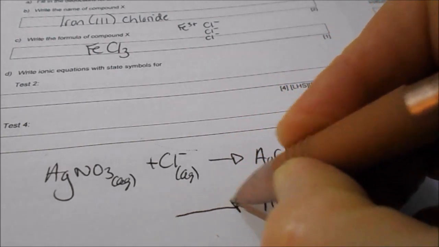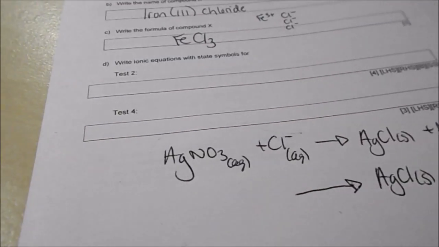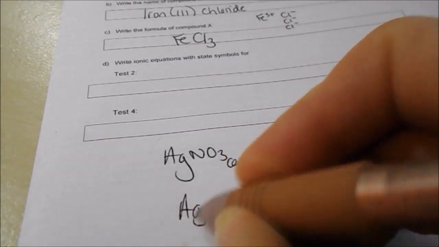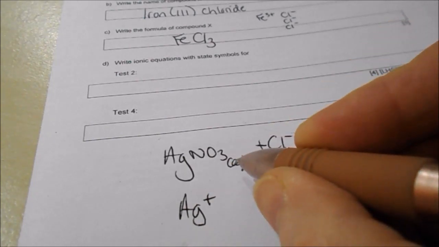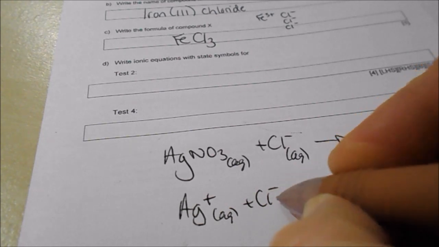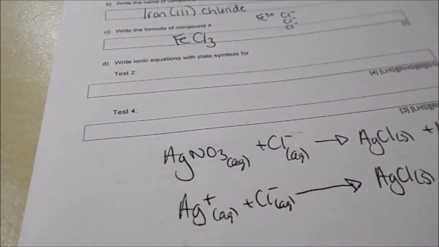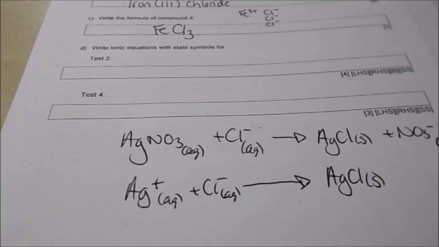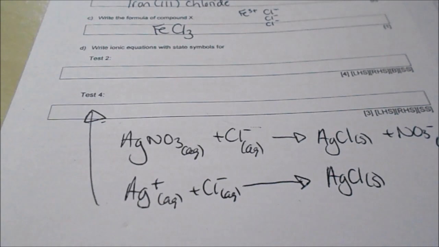So to balance our equation, we need to have those ions on the left-hand side. So silver ions, which originally were aqueous in our silver nitrate, plus chloride ions, aqueous from our solution X in the first place, are going to react to form silver chloride. Okay, so that's what you should have in that box.